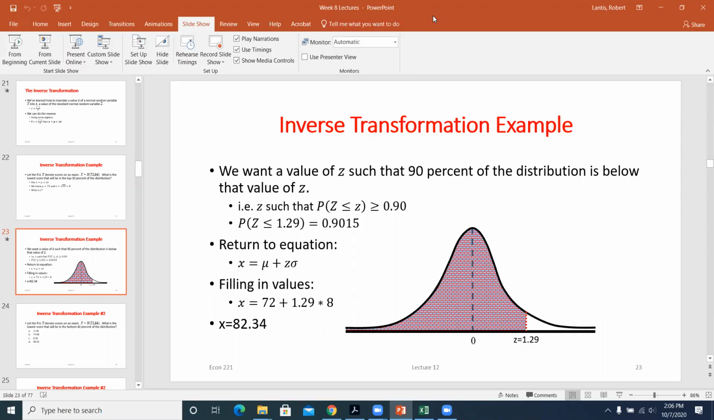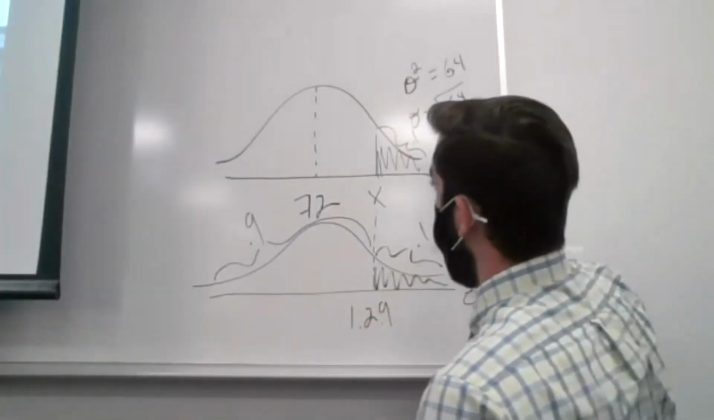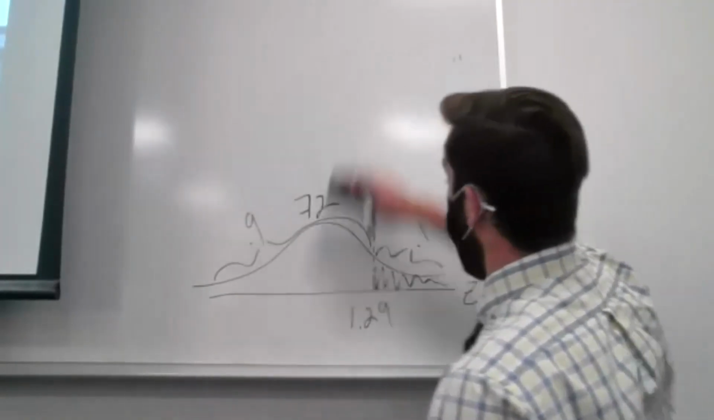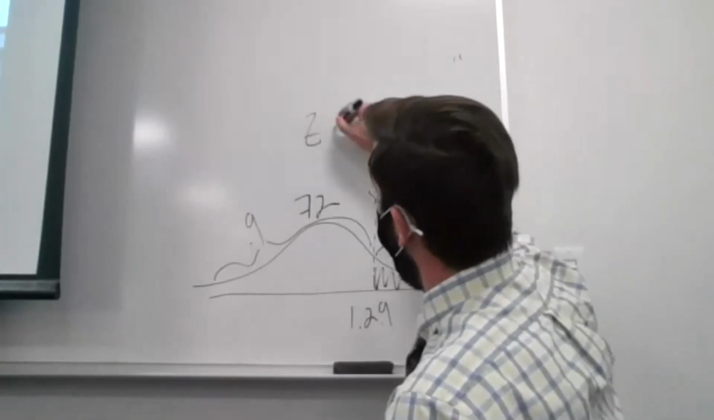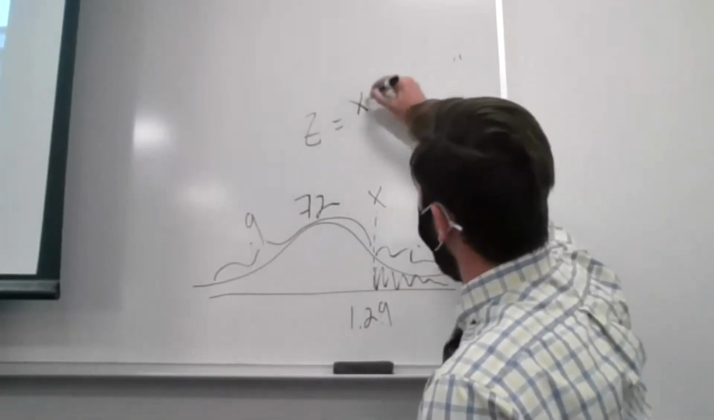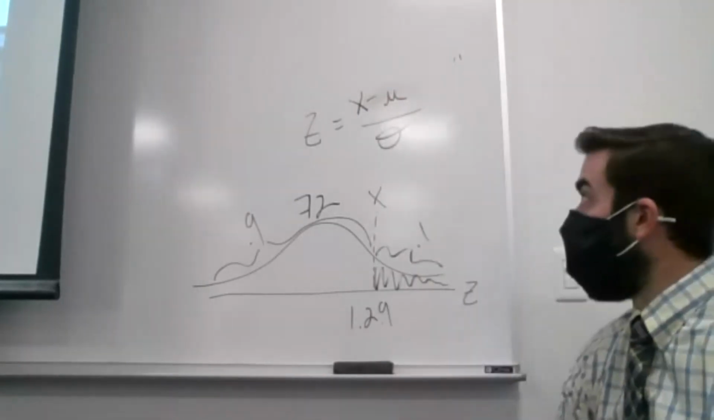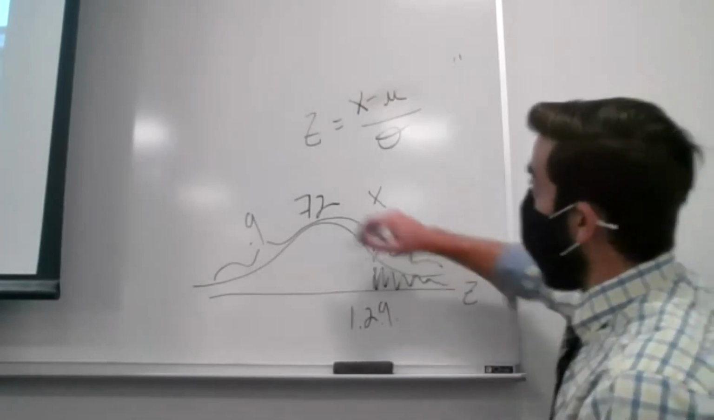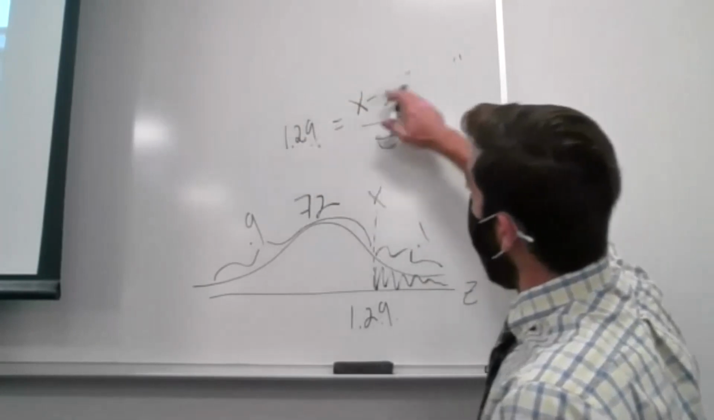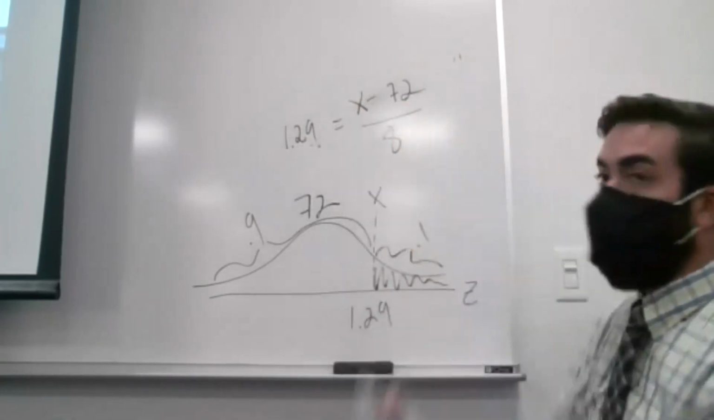So another way you could have done this is once you find that z-score, I'm going to run out of room if I don't do this. I got to erase. I'm going to erase this real quick. So this is our formula for the z-score. Well, I just found that z-score was 1.29. I know my mean was 72. And my standard deviation is 8.